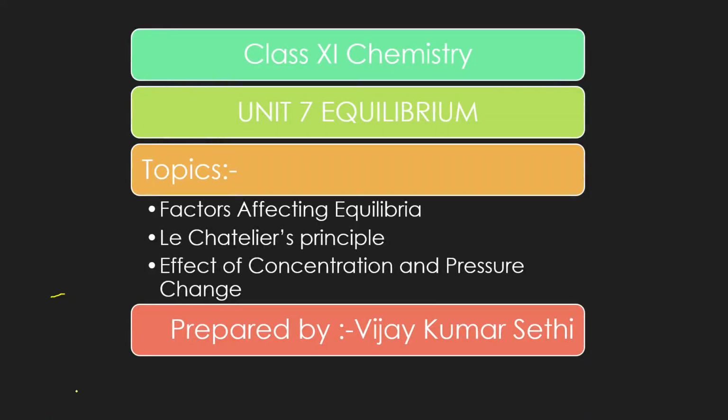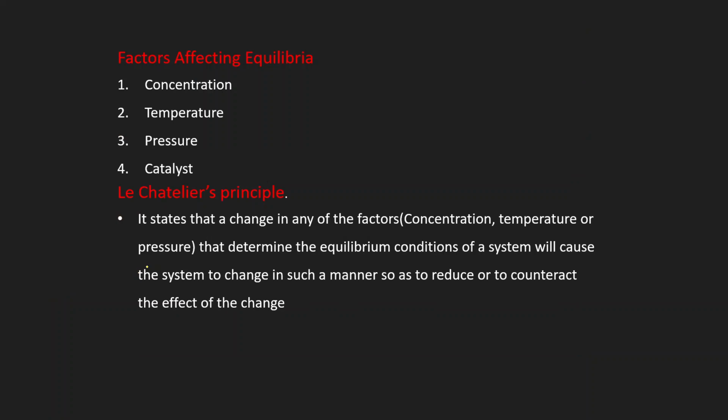We were discussing unit 7, equilibrium, and in this video we are going to discuss factors affecting equilibria, Le Chatelier's principle, and the effect of concentration and pressure change on equilibrium. Factors affecting equilibria: these are the various factors which affect the equilibria: concentration, temperature, pressure, and catalyst. And the effect of these factors can be explained on the basis of Le Chatelier's principle.